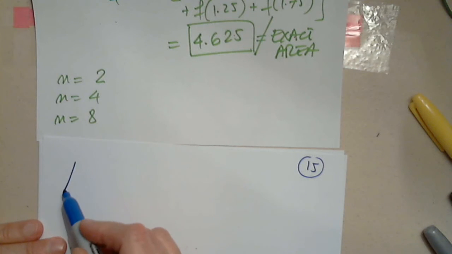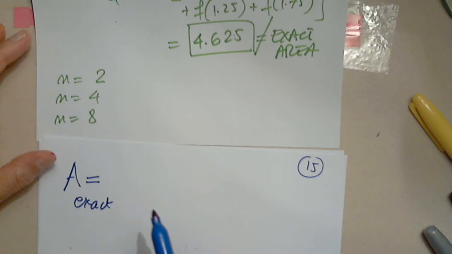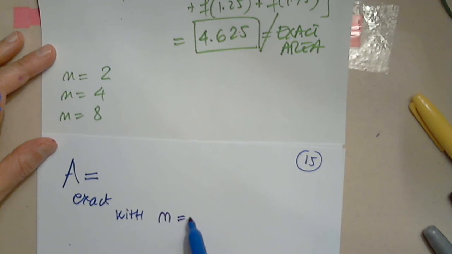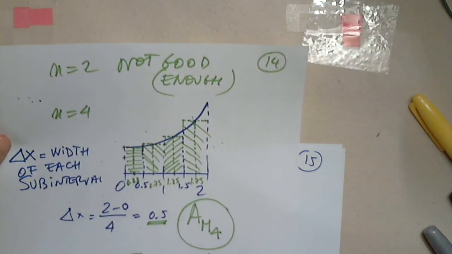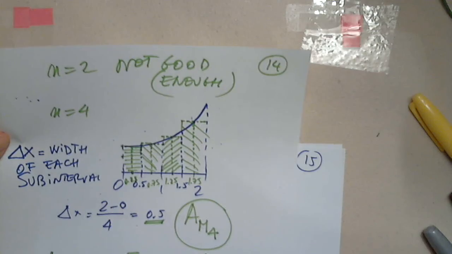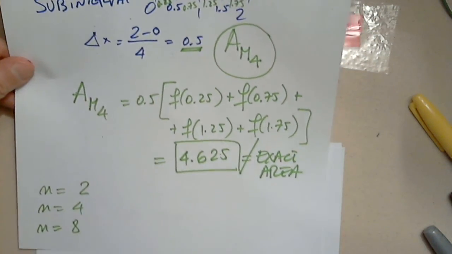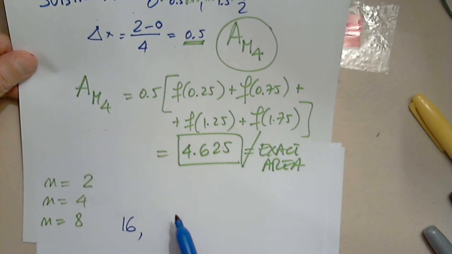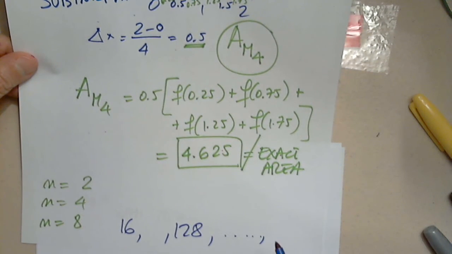So what will you say the area will be exact with, don't write anything on the side, I haven't finished. So exact with how many subintervals? What will please you? You will say, oh, okay, with that n, I know it's going to be exact. You said no, absolutely, to 2. You said no to 4. You said no to 8. I'm sure you're going to say no to 16. I'm sure you're going to say no to 128. I'm sure you're going to say no till when?